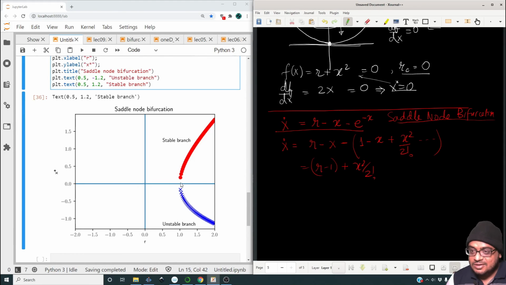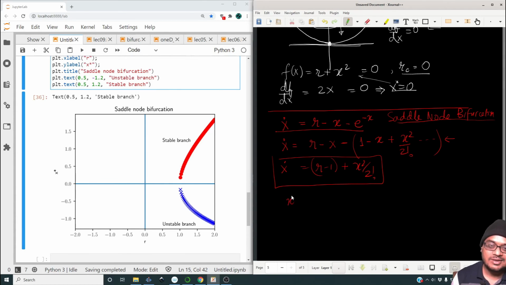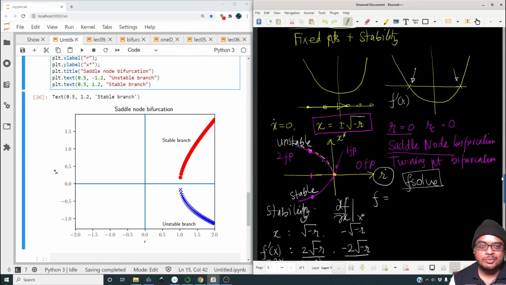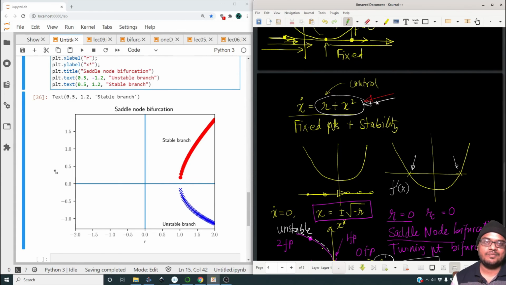So obviously the first root that will occur over here is x equal to 0. So this expansion of the function that we're doing is near that bifurcation point. So near the bifurcation point, the equation behaves like this, and it has the same form. So x dot is some constant plus x square by 2. So it does have the same form. So obviously near the bifurcation boundary, it has the same prototypical behavior as this particular equation.